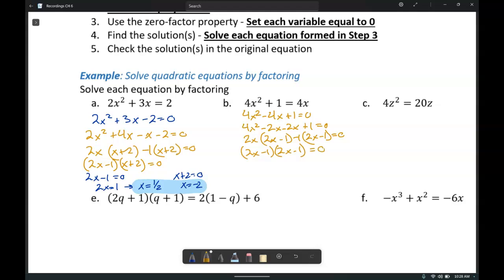We end up with a perfect square trinomial, which is a binomial squared. We only need to set one of these equal to 0 because we'll get the same result for both. So x equals 1/2.